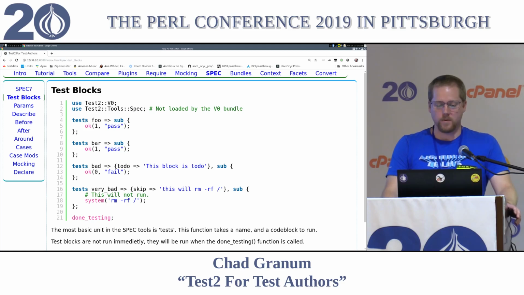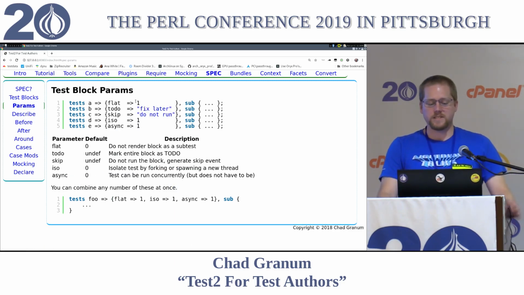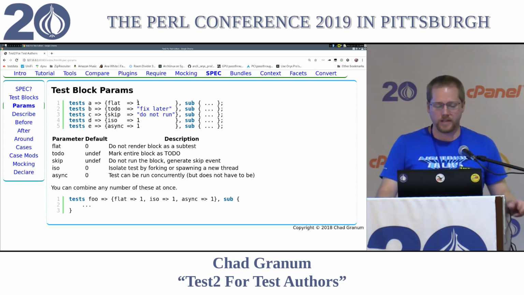It's with a test keyword, so test foo and then the block and all these. And then done testing is what triggers them to run. And so once it hits done testing, it'll actually run all those subs. You can pass parameters to these subs, such as, oh, this one's flat. That means don't make it into a subtest. Just show it at the top level.